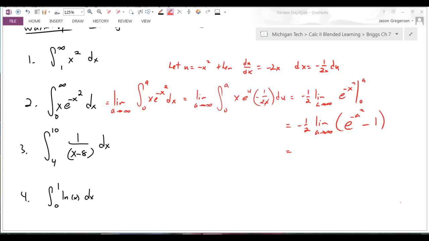All right, so let's take a look at the warm-up here. We got 4 problems. They're all improper integrals. So we want to go through these and determine whether they converge or diverge, whether we can actually integrate this stuff, whether we can actually add up infinitely many things in some cases to get a value, or if they just diverge. So we start off with the first one, integrating from 1 to infinity of x squared.